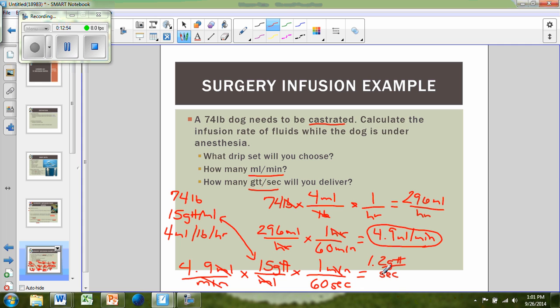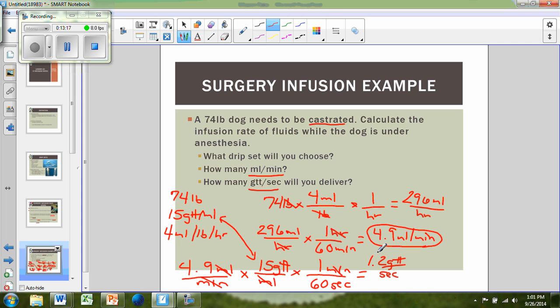Not really. We can only count whole drops. We can't count half drops or 0.8 or anything like that. We can only count whole drops. So we don't round this necessarily because we want it to be accurate, giving it to the animal. So what we do is we'll multiply this by a number that will end in 0. The answer will end in 0.